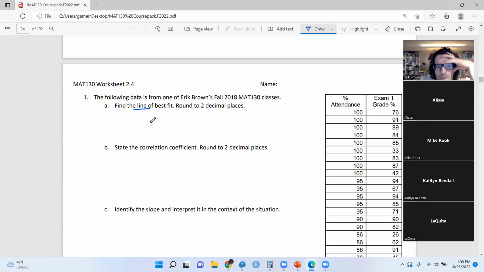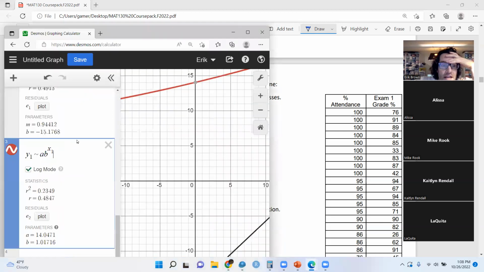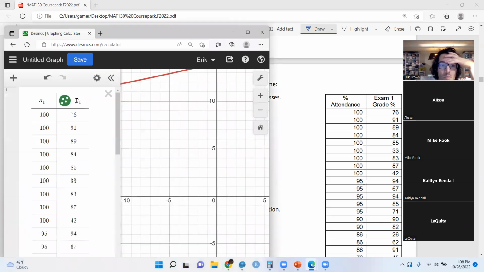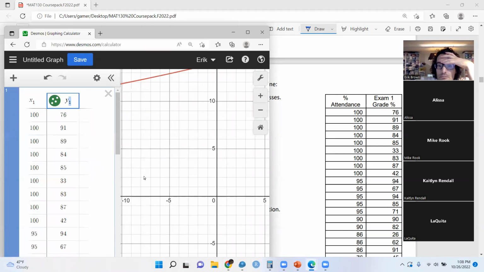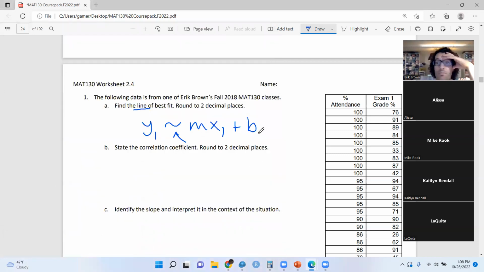So what is that equation again? It's just y equals mx plus b, right? Yes, but notice this special symbol. Think of this as typing a code into Desmos. This tells Desmos, do this regression thing. And then the y subscript 1 and the x subscript 1 are there because the table is labeled as x1, y1. So if the table had been x2, y2, we would do y2, x2 in here. And the m and b don't matter.